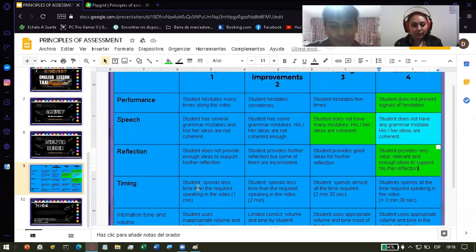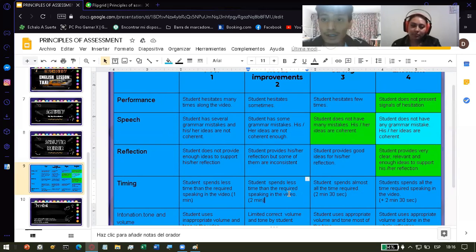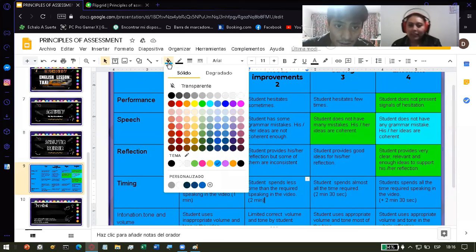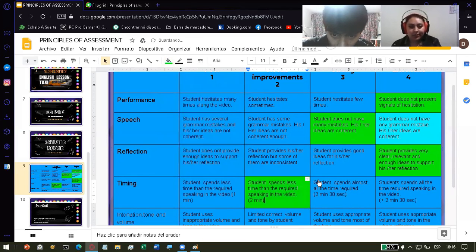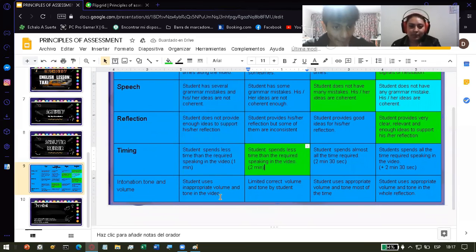In terms of timing, this is one of your weak points, Geraldine, because according to this rubric, I'm not able to set you a 3 or 4 because your video was 2 minutes and 4 seconds. However, as I mentioned before, the statements are really good. However, the time you can improve in the future. Okay, teacher.